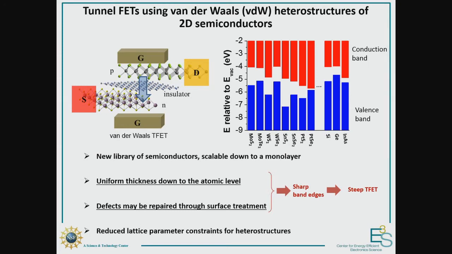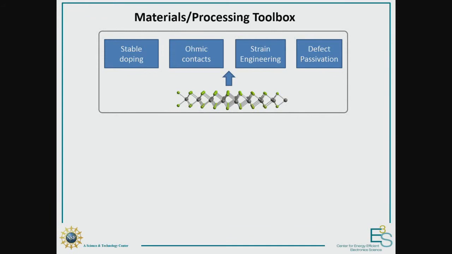And these two properties, in principle, can lead to sharp band edges in our semiconductors, and in principle, should lead to steep TFETs. And I'm going to highlight that a little bit later in the talk as well. And finally, because you have van der Waals interactions between the different layers, in principle, you can build heterojunctions with different crystal structures, so you're not confined to some of the lattice constraints that you are often limited to for conventional semiconductors.